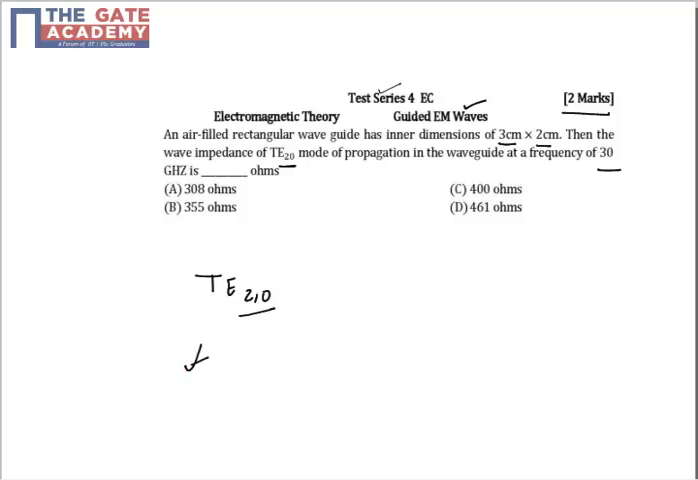TE20 mode, the cutoff frequency FC is equal to 2C by 2A. Right, where A is the inner dimension, which is 3 cm, and C is the speed of light. So just put the values. It will be 2 into 3 into 10 raised to the power 8 upon 3. The speed of light is 3 into 10 raised to the power 8 meter per second.